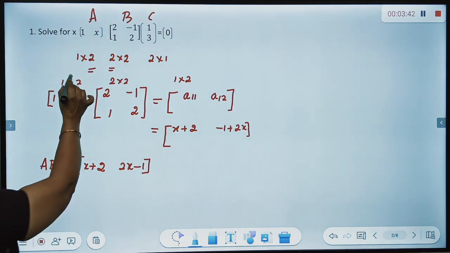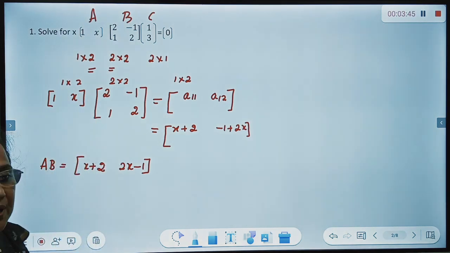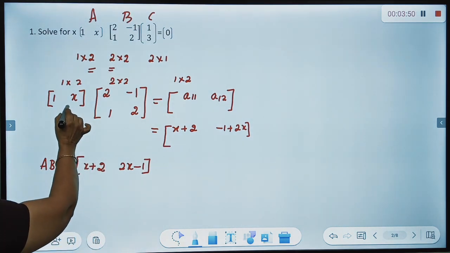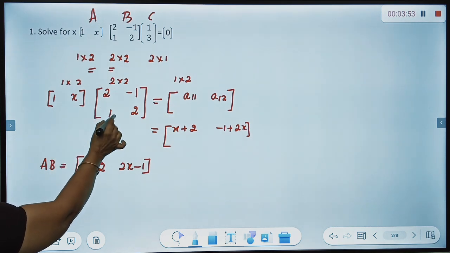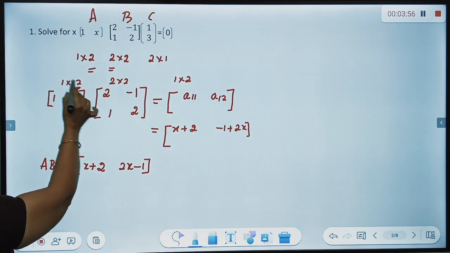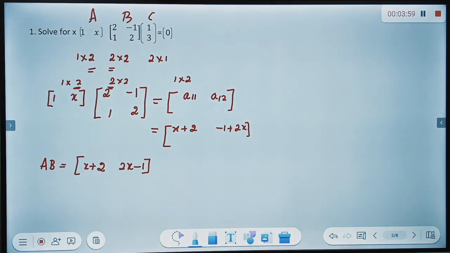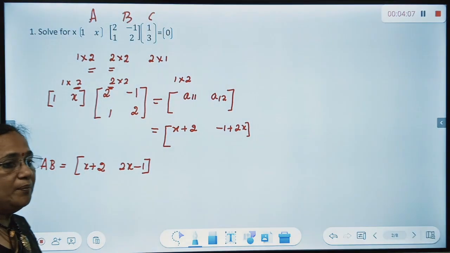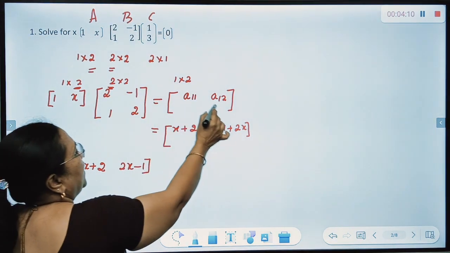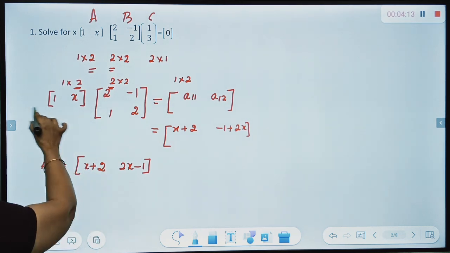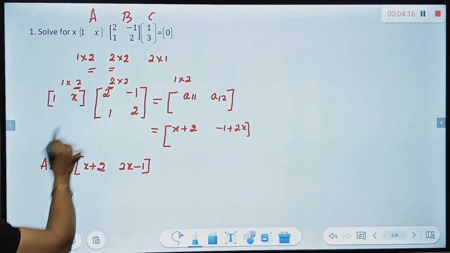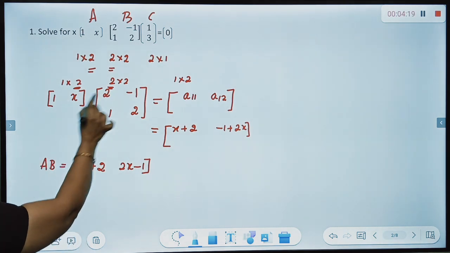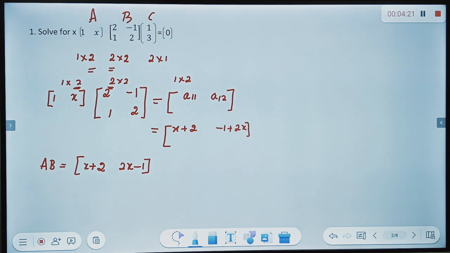So what we have done, we have now first done the product of A and B. We first check whether multiplication is possible. It is possible because the number of columns of the first one is equal to the number of rows of the second one. This has got two columns, this has got two rows. Therefore, multiplication is defined. What will be the order of the product? The order of the product will be 1 by 2. When I say 1 by 2, I mean one row, two columns. So A11, A12. What is A11? First row with the first column, so 2 plus x. What is A12? First row with the second column. We got minus 1 plus 2x.